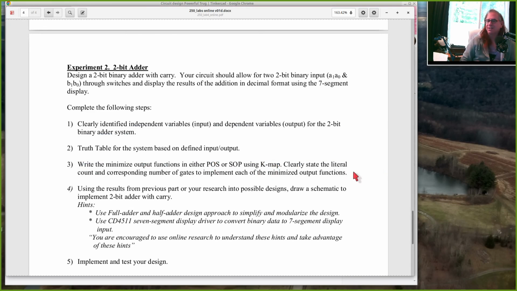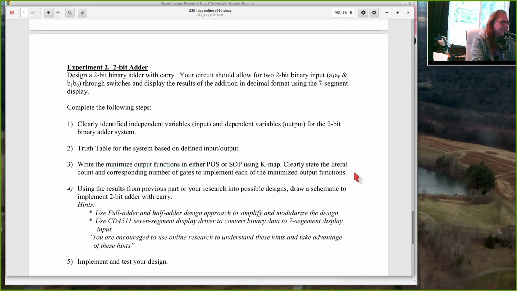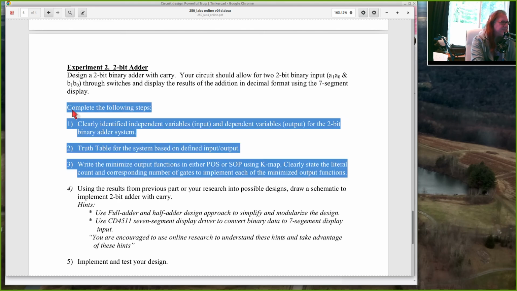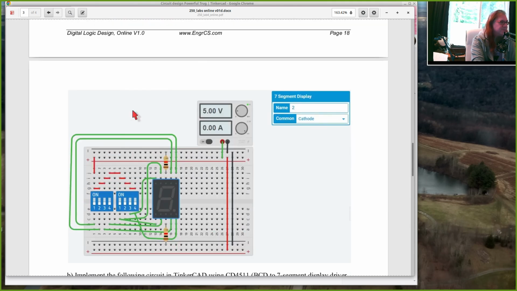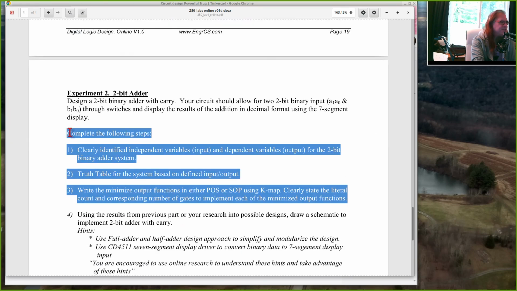Don't sketch that. Don't draw a circuit diagram because it's really going to be big and ugly and huge. But come up with the equations and analyze these equations in terms of how many terms there are and how many gates you would need if you were to implement it. So I would say get through these first 3 steps. Get through the previous experiment, which is playing with the 7-segment and the decoder. And then do these first 3 steps of experiment 2.